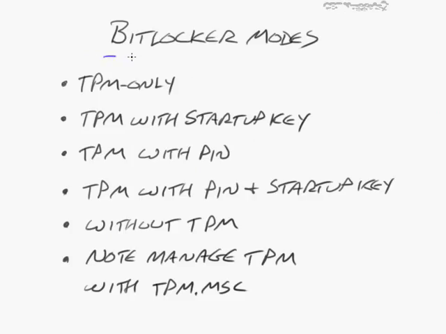Let's also take a look at the BitLocker modes you can work with. There's TPM only, which is the most transparent and easiest to use, and the Trusted Platform Module is unlocked and the key is revealed automatically, so no user intervention. You can also do the TPM, but you can only unlock it with a startup key, and this would be something like, again, a USB flash drive where the key is on that drive. You have to have it plugged in in order to unlock the TPM.